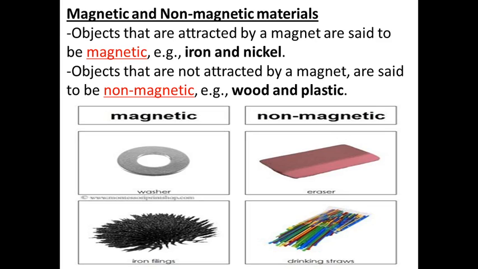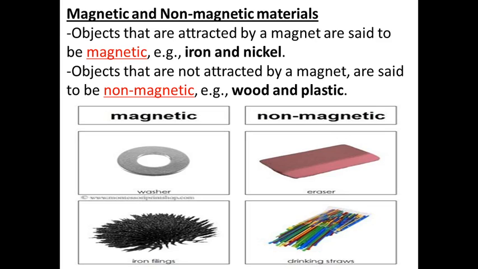Understood? A magnetic material will contain at least one of these metals. If any one metal among iron, nickel and cobalt is present in that material, that material will be attracted by the magnet. Understood? Here is a small definition: objects that are attracted by a magnet are known as magnetic materials, for example, materials made up of iron, nickel and cobalt.